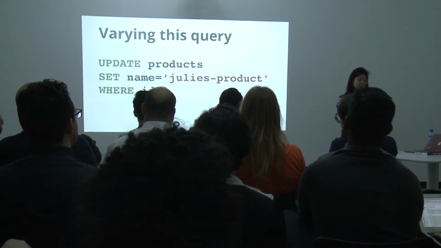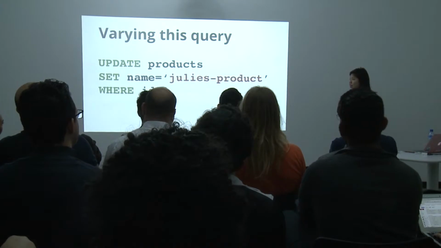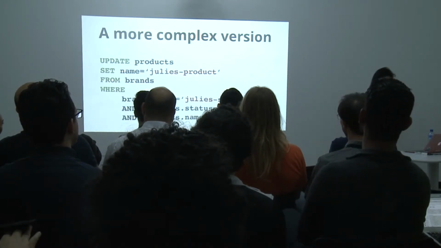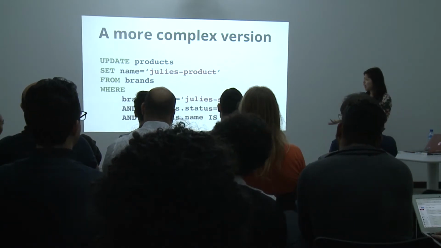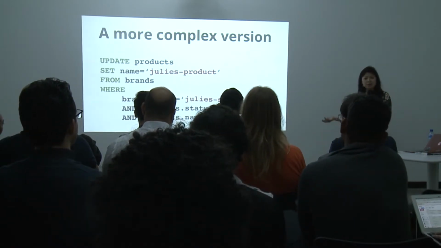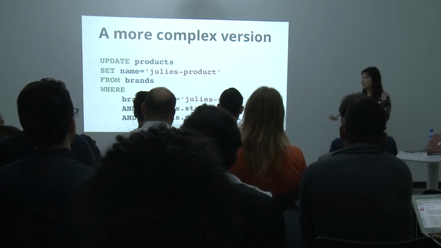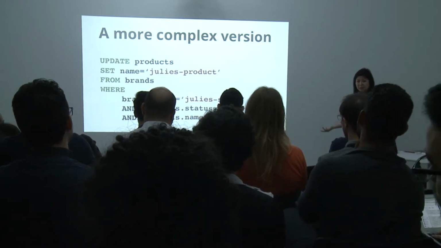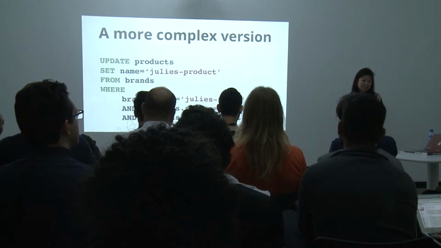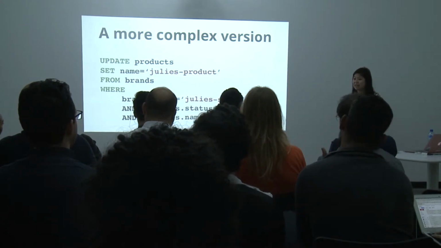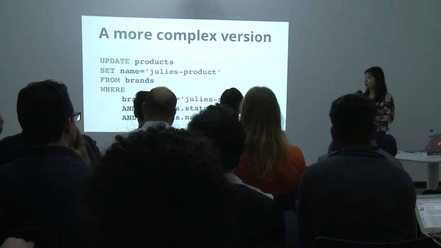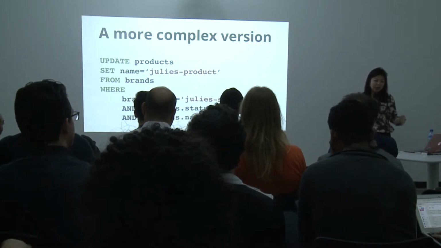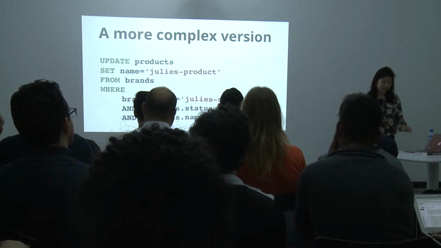So let's say that the marketing team didn't know that I needed to update product 1. Instead, what they said is, hey Julie, we have this brand called Julie's Store. Can you go in and update every single product that currently doesn't have a name and is also active on the website to Julie's product? So we can see how your queries can get a little bit complex very, very quickly. So let's talk about our next strategy, which is going to help us run these long and complex queries.